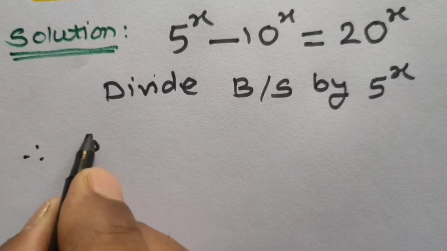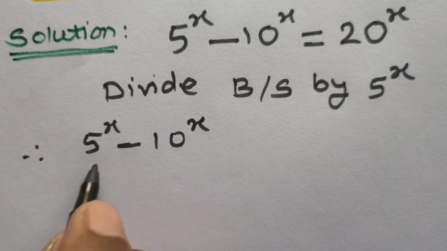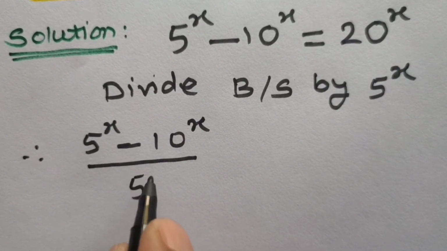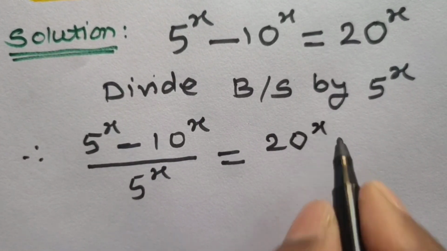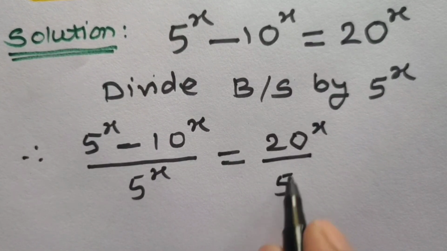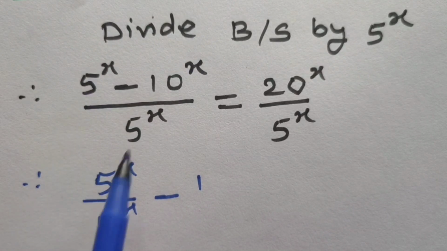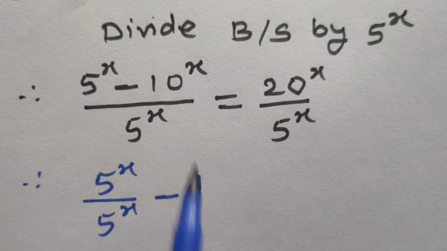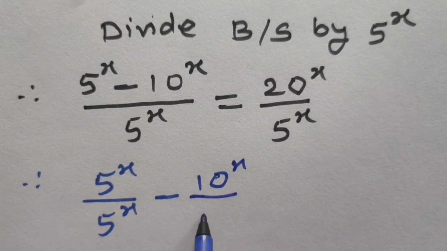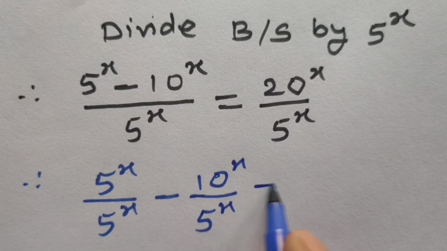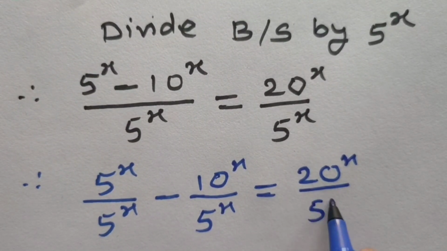Hence 5 to the power x minus 10 to the power x, divided by 5 to the power x, is equal to 20 to the power x divided by 5 to the power x. Separating each term, 5 to the power x divided by 5 to the power x minus 10 to the power x divided by 5 to the power x is equal to 20 to the power x divided by 5 to the power x.